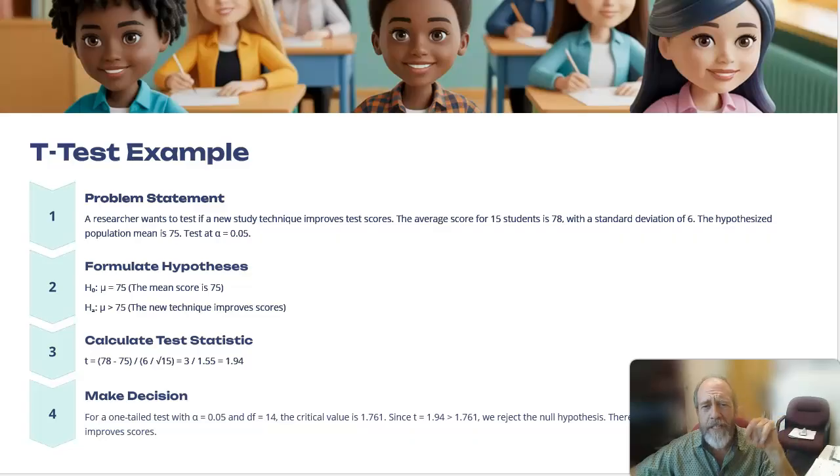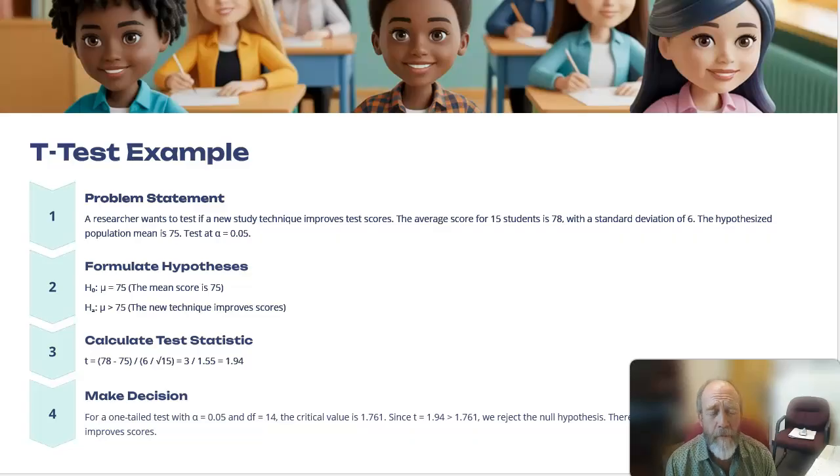The average score of 15 students is 78 with a standard deviation of 6. That seems like a kind of high standard deviation. The hypothesized population mean, though, is 75. So we're really looking to see if the 78 is bigger than the 75. His sample makes it look like it might be, but we don't know yet until we test it. It's only got 15 students. I've only got the standard deviation of the actual scores of the students.